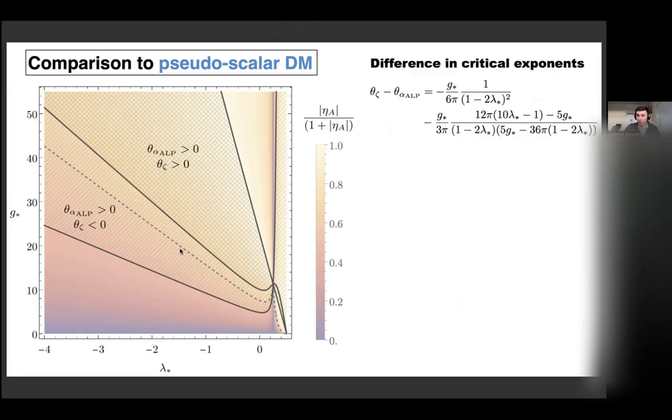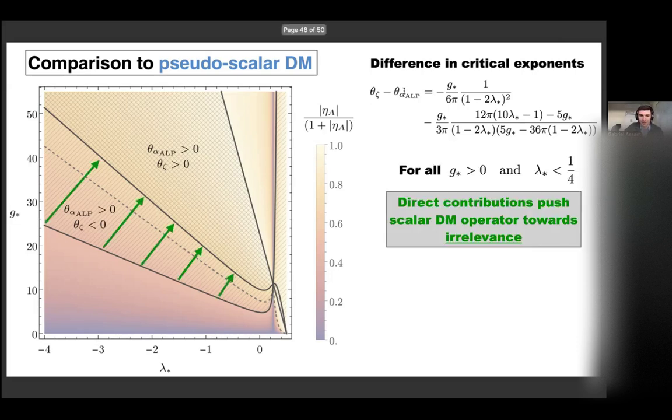And actually, you can compute the difference in critical exponents between the dimension 5 scalar and dimension 5 pseudoscalar. The expression might not tell you a lot because there are a lot of terms, but essentially, all direct contributions coming from diagrams will, for all positive G star, and until the cosmological constant is 1/4, push the boundary towards irrelevancy.